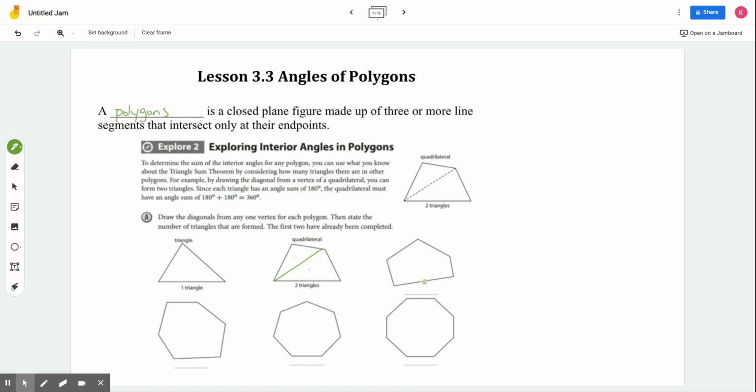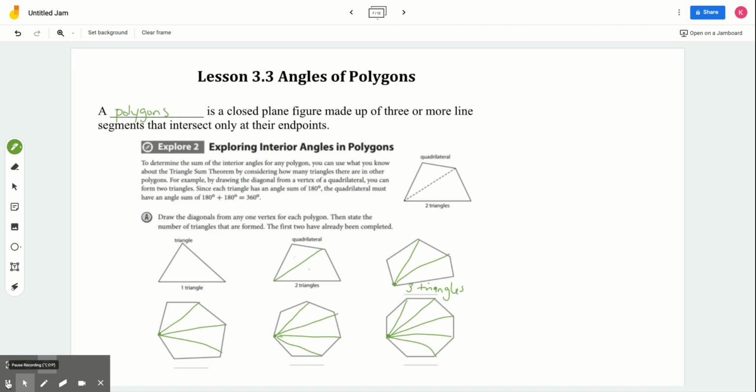Now here, this figure has 5 sides, which is a pentagon. So I'm going to start in this bottom left and cut my figure into triangles. So this pentagon can be split into 3 triangles. Now go ahead and try the next 3 on your own.